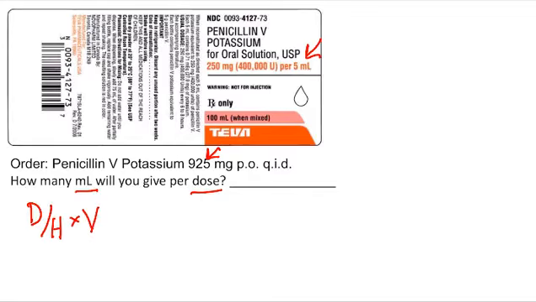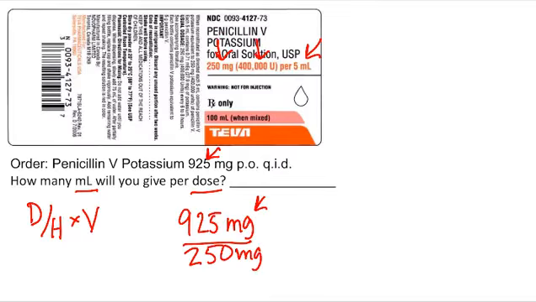My doctor's order is 925 milligrams. What do I have? Well, look, it's going to give me units. It's going to give me milligrams. But because my order's in milligrams, I'm going to use the milligrams here. So I'm going to say 250 milligrams times 5 milliliters. Okay, and I'm going to march that out. 925 divided by 250 multiplied by 5 equals 18.5 milliliters.